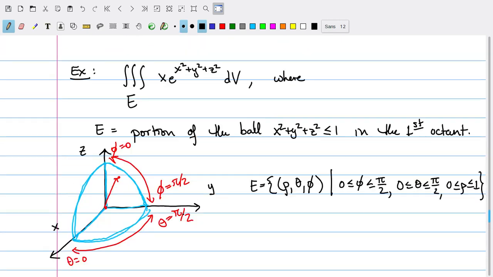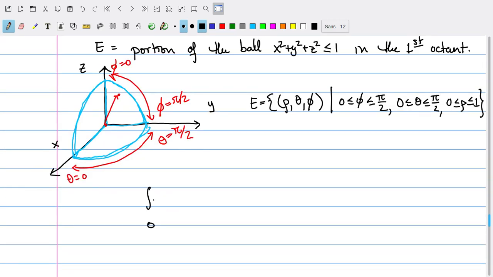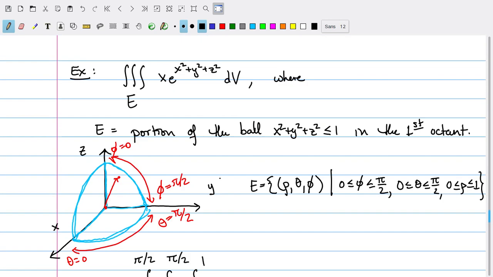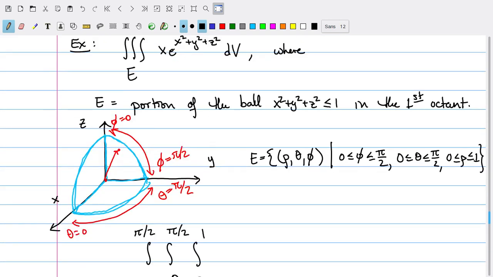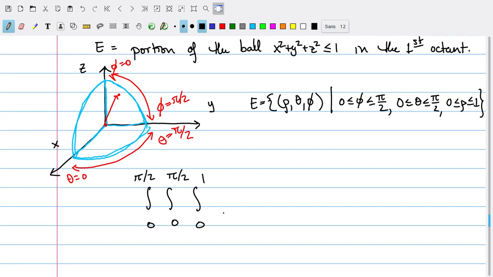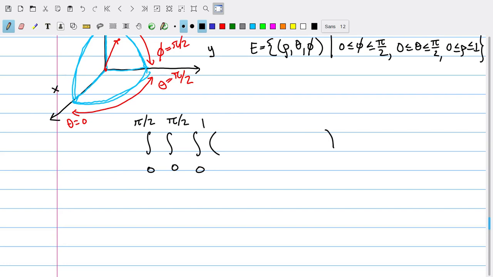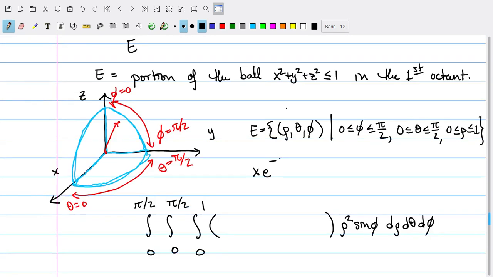That means we can write down the integral that we want to do as an integral from 0 to pi over 2, an integral from 0 to pi over 2, and an integral from 0 to 1 of our expression, whatever it happens to be, times rho squared sine of phi d rho d theta d phi. And to get our expression here, I need to convert x times e to the x squared plus y squared plus z squared into spherical.